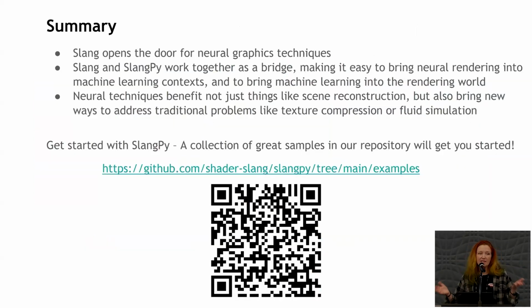So the things I want you to take away are that Slang opens the door for neural graphics techniques. Slang and SlangPy work together as a bridge, making it easy to bring neural rendering into machine learning contexts and vice versa. Basically, it's a way to work with data that you may have already been using in the other context. And the neural techniques benefit not just stuff like scene reconstruction, NeRFs, and Gaussian splats, but they also bring new ways to address traditional problems like texture compression or fluid simulation, or basically anything where you need to optimize across a ton of parameters.